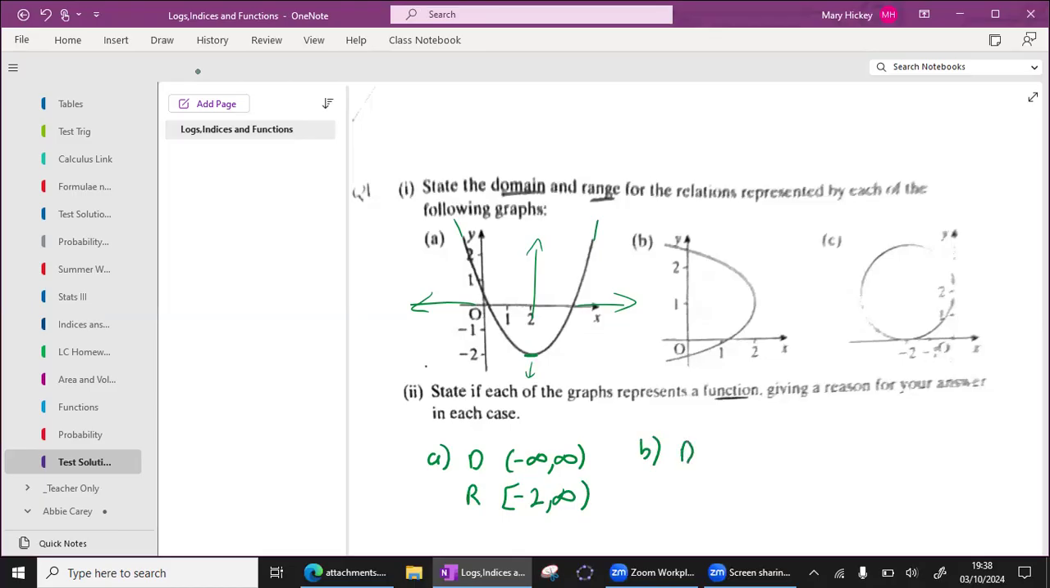So for the domain, how far left can I go? How far right can I go? There doesn't appear to be a limit regarding how far left because these legs we assume continue. So negative infinity. Regarding how far right can I go? Well, the graph ends here at 2. So I can't go past 2. So 2 is the furthest right I can go, with a square bracket.